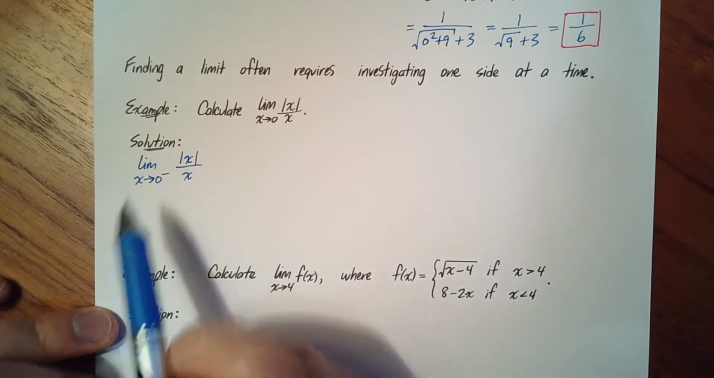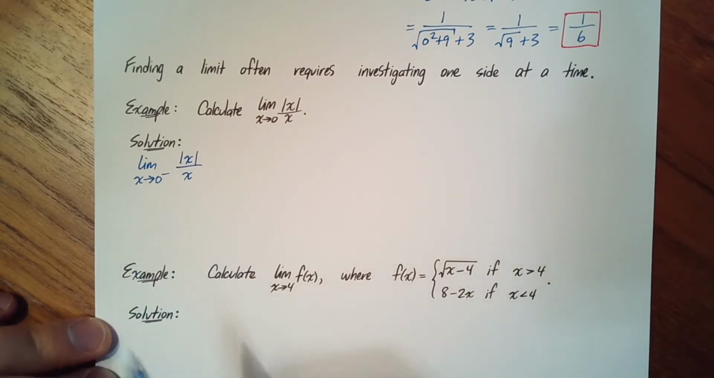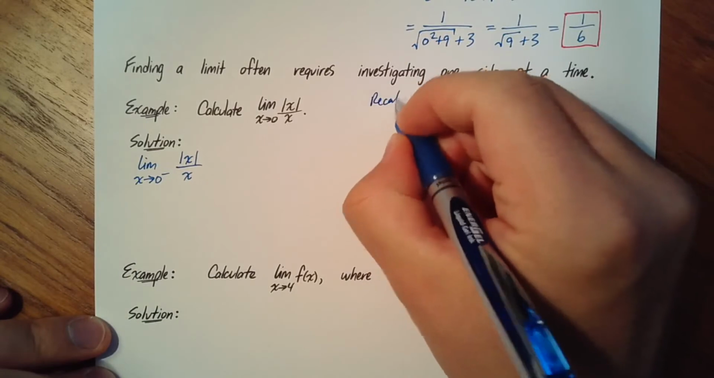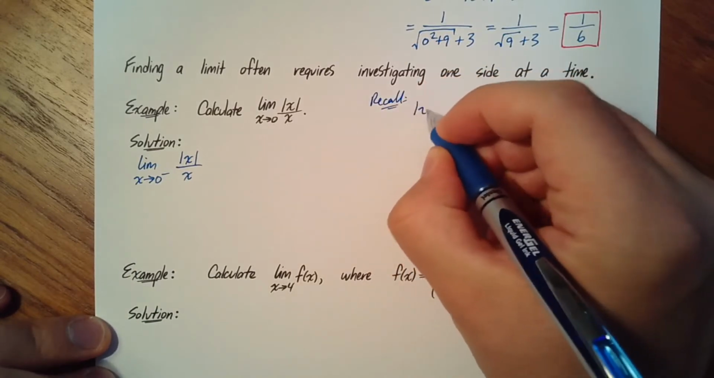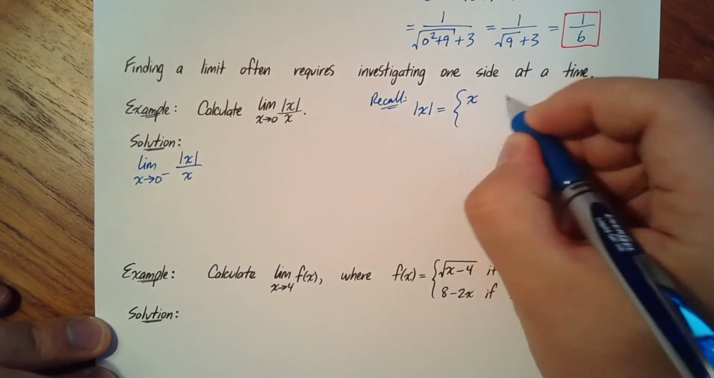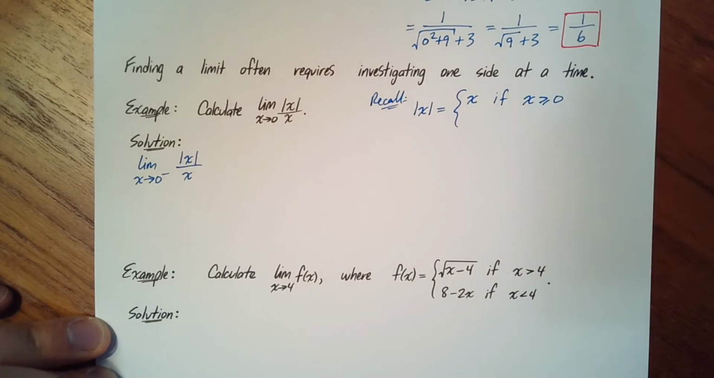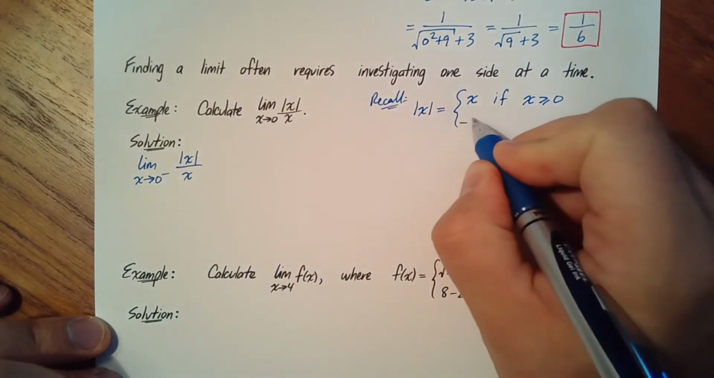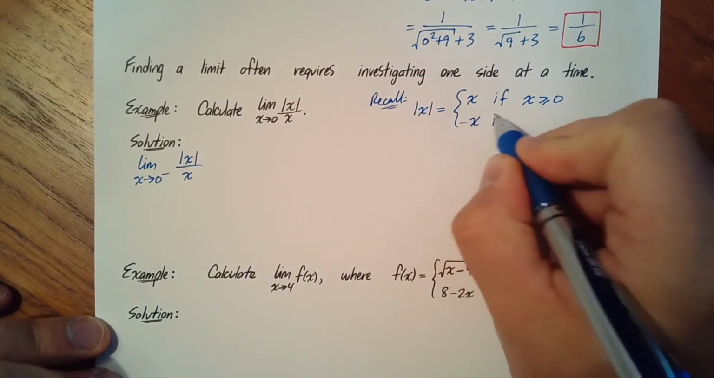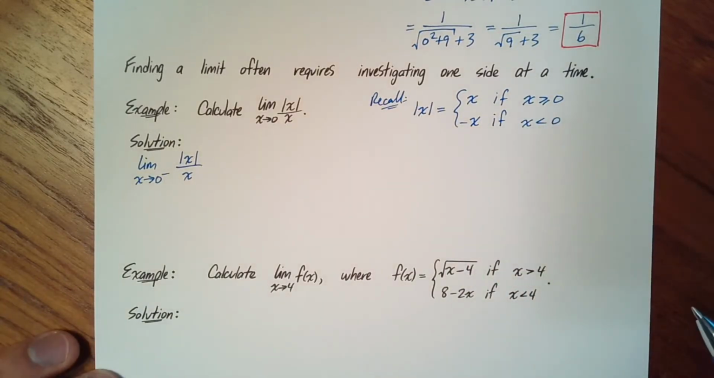So what happens as x gets closer to 0 from the left? Well, now we can actually do something. Because remember, let me remind you, by the definition, the absolute value of x is one of two things. It's just x if x is greater than or equal to 0. But if x is negative, then the absolute value of x is negative x. So that's how the absolute value function works.